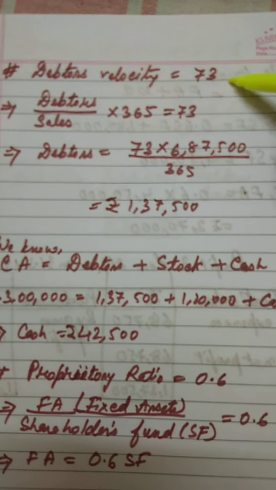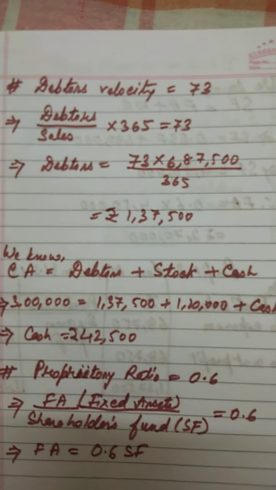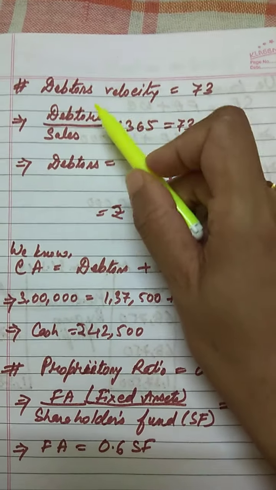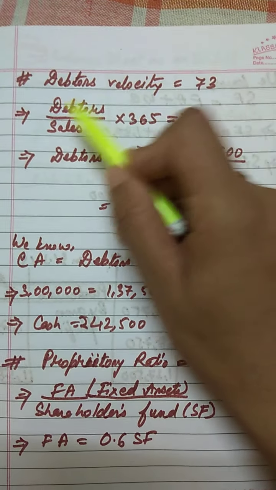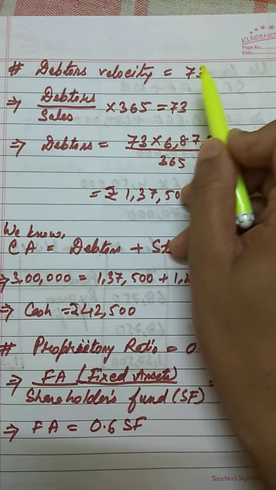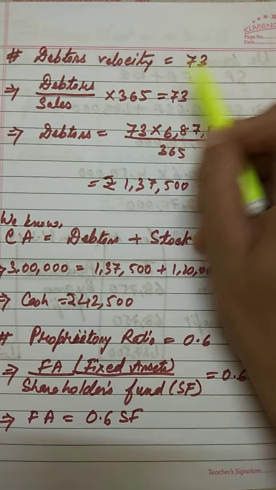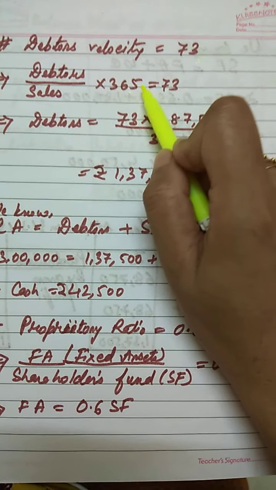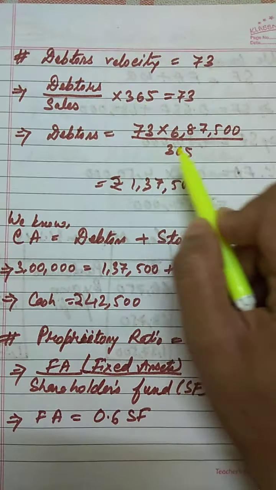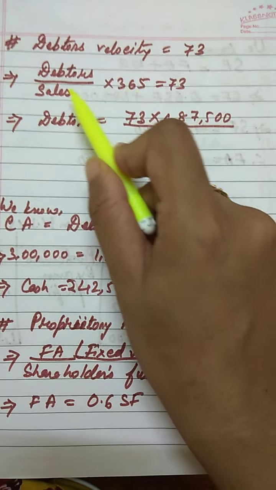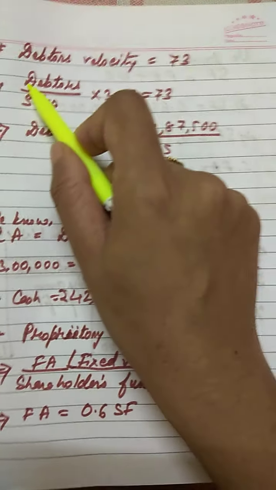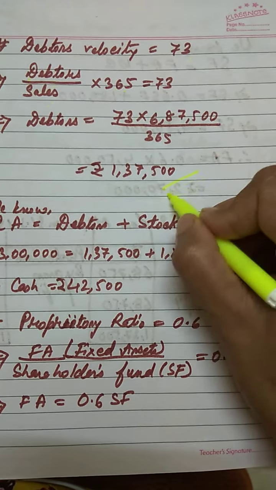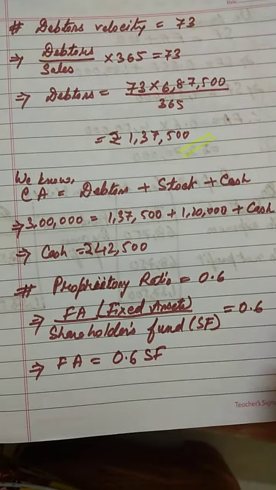Next, we have to make use of this debtors velocity ratio also in order to find out the value of debtors. So let us do that. Debtors velocity is given as 73 days. Now we know the debtors velocity formula is debtors by sales into 365, if it is given in days. Had it been in months, then we would have written 12 instead of 365. So we know the amount of sales, we put all the values, in place of sales we have taken 6,87,500, and we have calculated for debtors, and this is the amount of debtors. This goes to your current asset entry.